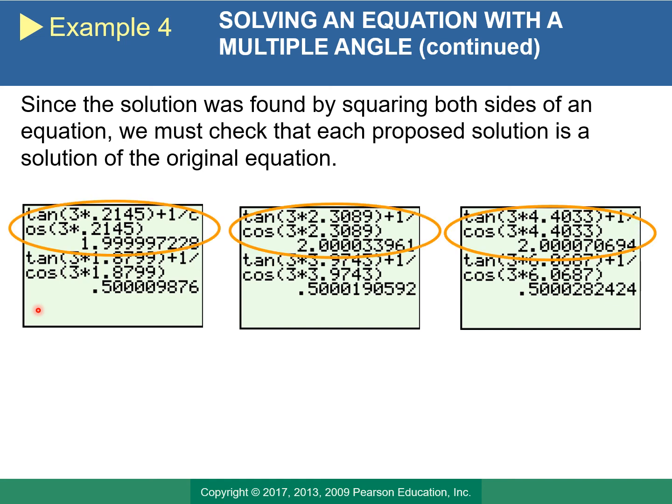You notice 3 of these 6 answers are very, very close to 2. 1.999 happens when we plug in 0.2145. We get 2.00003 when we plug in 2.3089. And then we get 2.00007 when we plug in 4.4033. The other 3 answers are not even close to 2. This is 0.5, 0.5, and 0.5. So our solution set is the 3 answers that actually gave us values close to 2: 0.2145, 2.3, and 4.4.